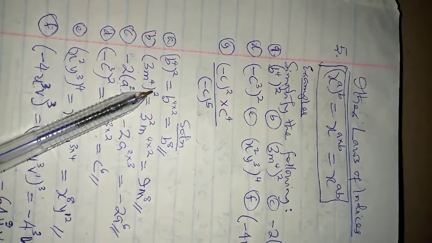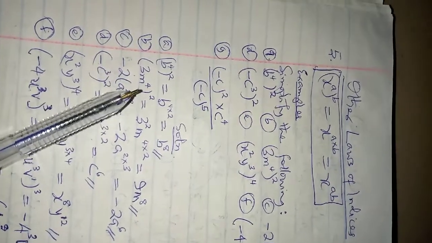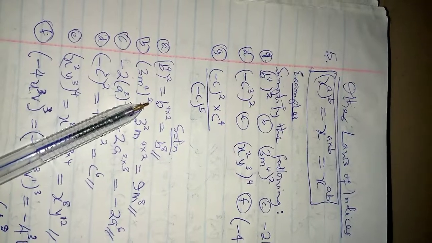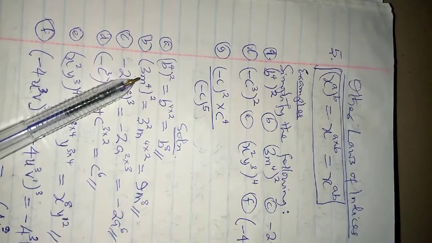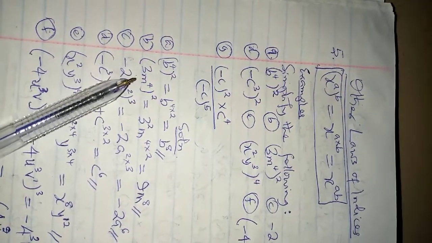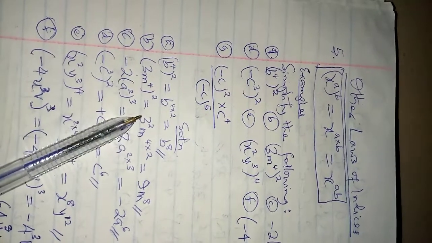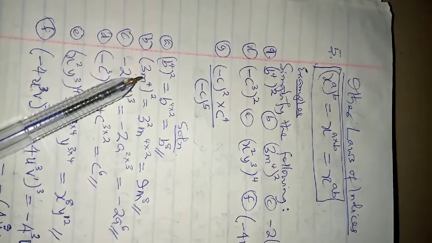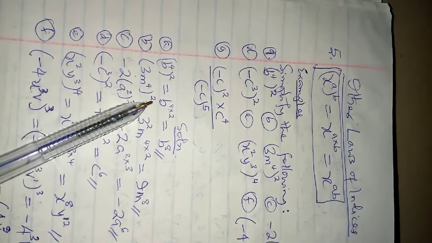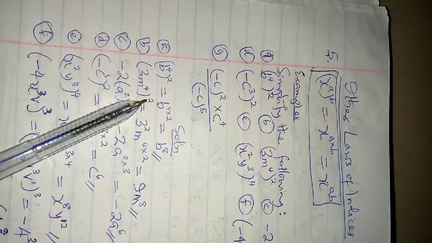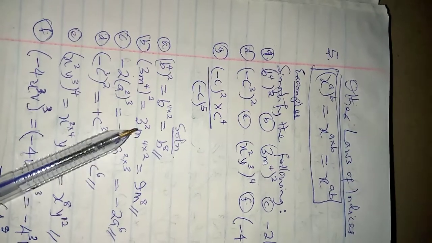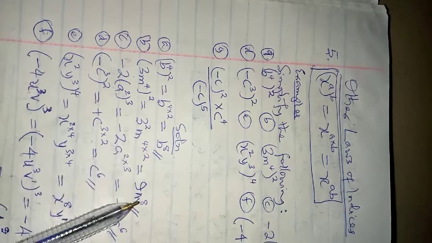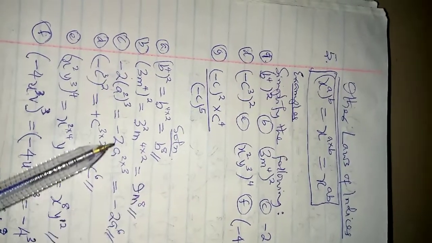3m raised to power 4, raised to power 2. Everything inside the bracket will be affected by the power 2. 3 will be squared here. Then you apply your law, this new law, to this. m raised to power 4 raised to power 2 becomes m raised to power 4 times 2. 3 squared is 9. m raised to power 4 times 2 is m raised to power 8.